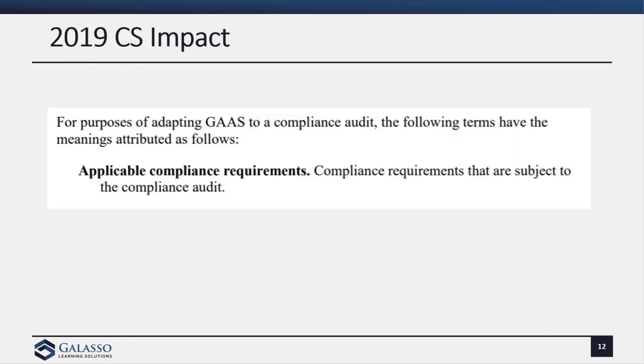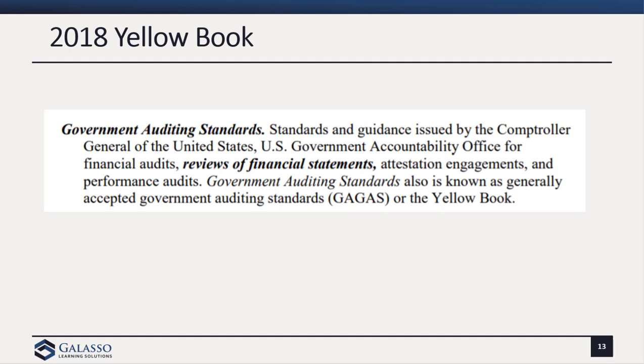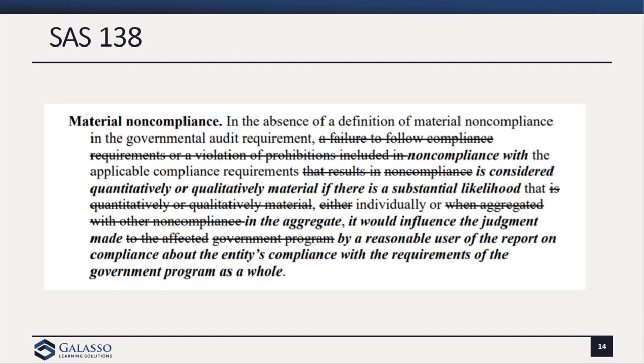So how do you know this? You can see things from the 2019 compliance supplement, where it says the applicable compliance requirements are those that are subject to audit. That was a major change from just being applicable to being subject to audit. You'll notice the language in the definition of government auditing standards to include the addition of reviews of financial statements, which is from the 2018 Yellow Book. That was a new type of engagement added in that revision. They also have to change that definition of materiality based on SAS 138. So while we are thinking about this, typically we think about materiality in terms of misstatement, but in a compliance audit, it's actually related to material noncompliance.